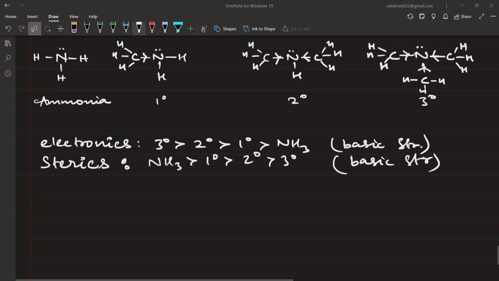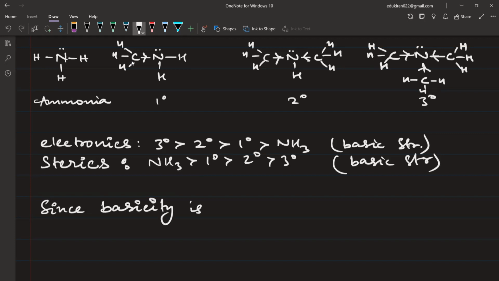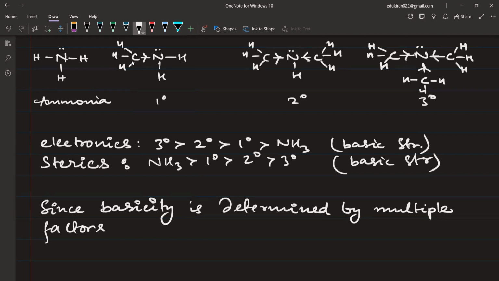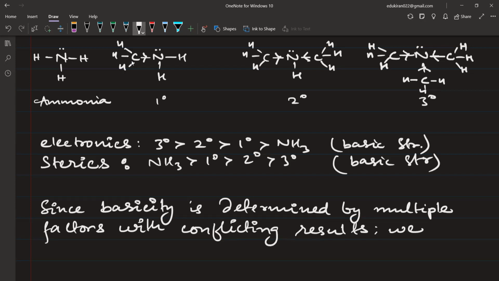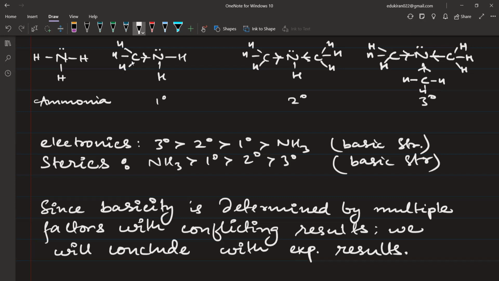Okay, so please write. Since basicity is determined by multiple factors with conflicting results, we will conclude with experimental results. ठीक है, अब जो रिजल्ट लिखेंगे वो इंपॉर्टेंट. प्लीज राइट दिस डाउन, लेट मी नो once you're done.